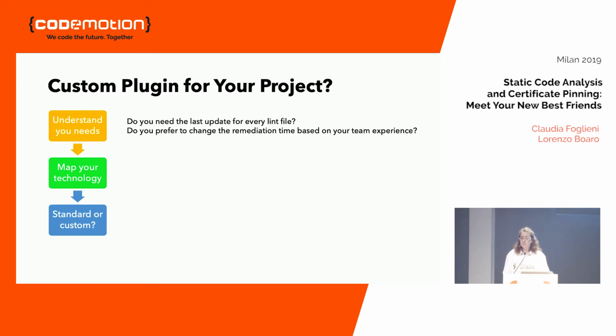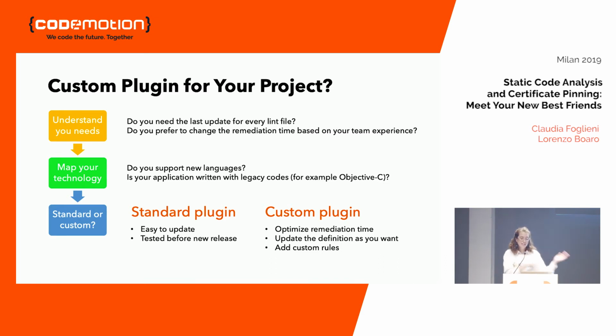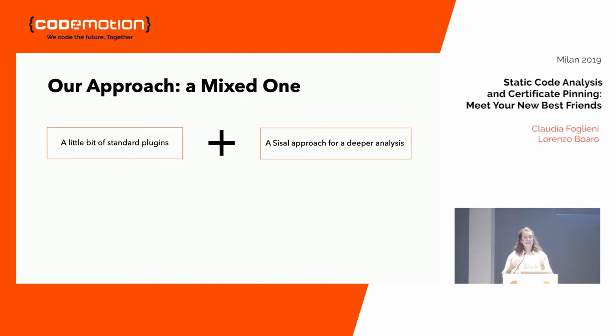Each development team now needs to think about its security needs. Do we have frequent updates, and therefore can we take advantage of the latest security rule definitions? Is the team very large? It is better to plan remediation based on the local characteristics of each developer. Is there any legacy code which must be analyzed with a special plugin? Having defined your needs, you can choose between standard plugins, which are easier to install and support all available languages, and custom plugins, which make the analysis more flexible and adaptable to the most particular needs.